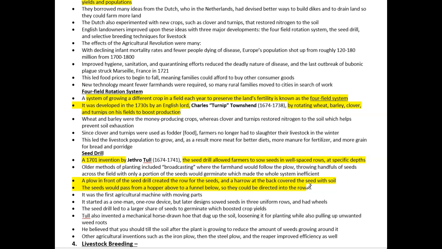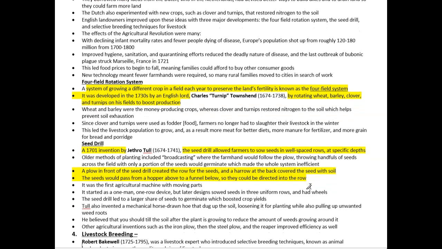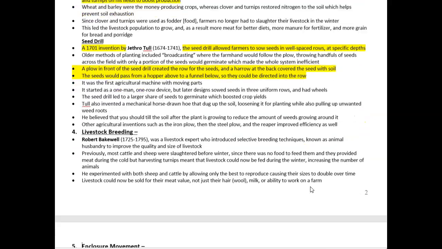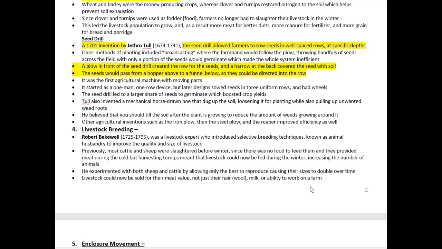All right. I think I'm going to go ahead and highlight these two because they do seem to supplement the definition. It was the first agricultural machine with moving parts. It started as a one-man, one-row device, but later designs sowed seeds in 3 uniform rows and had wheels. The seed drill led to a larger share of seeds to germinate, which boosted crop yields.